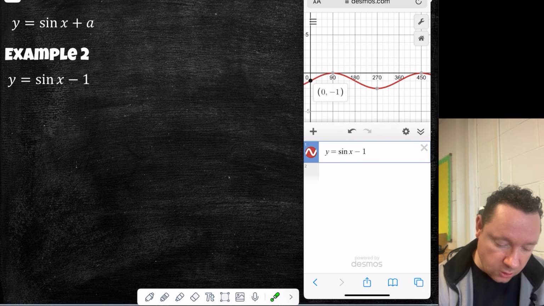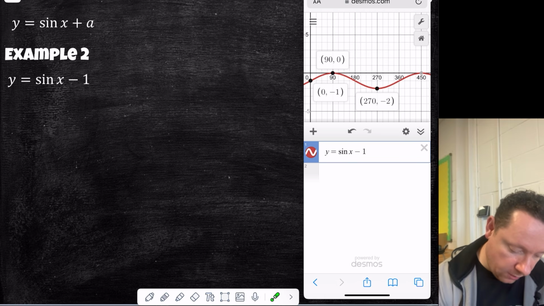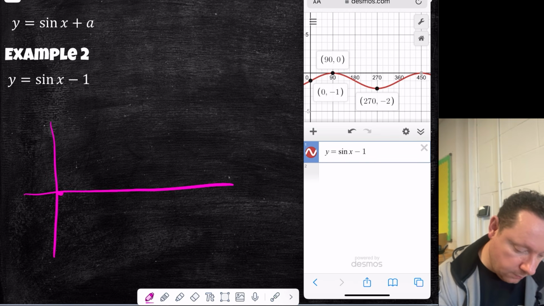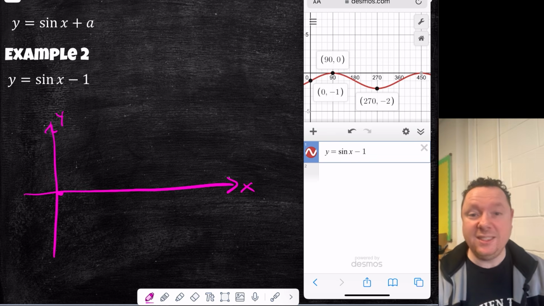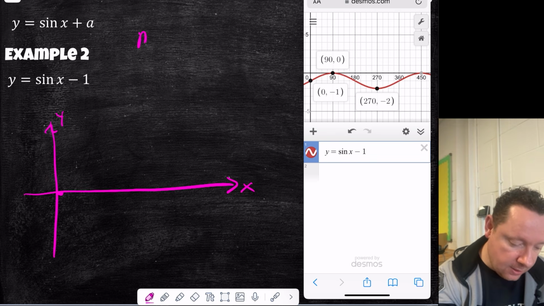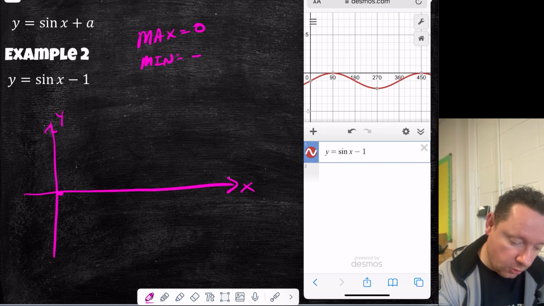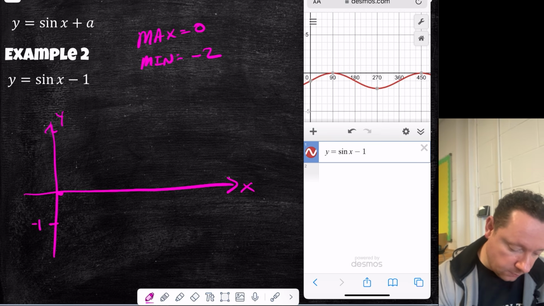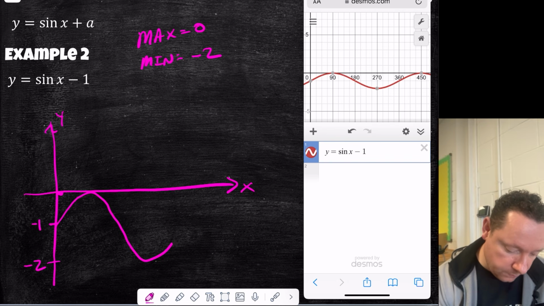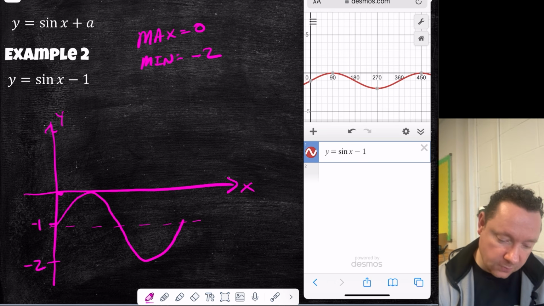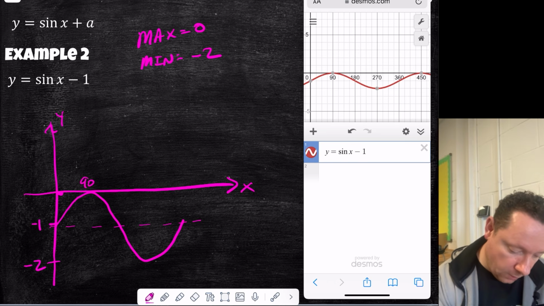And then the amplitude is just 1, so it's still just going up to 0, down to -2, and back up. So let's just draw that on the side here. Y and x. So it's sine x minus 1. So our max is 1 minus 1, which is 0. And our min is -1 minus 1, which is -2. So we're going to -1 as our starting position, and then we're going down to -2 and up to 0. So it's just like so, where that kind of is our new axis. Okay, and then that's 90, 180, 270, and 360 degrees.